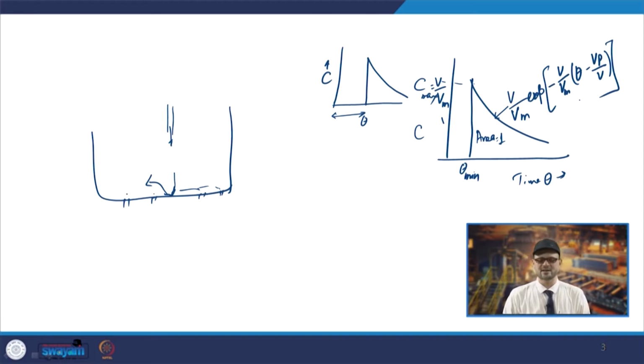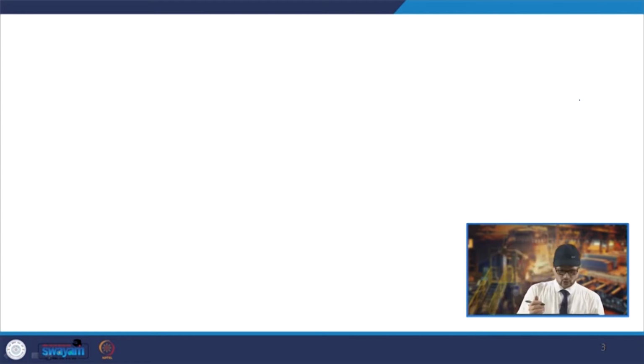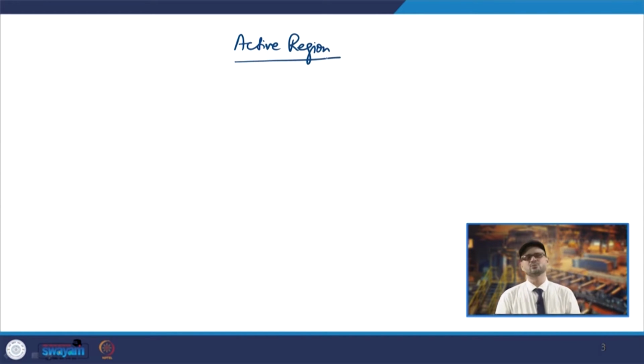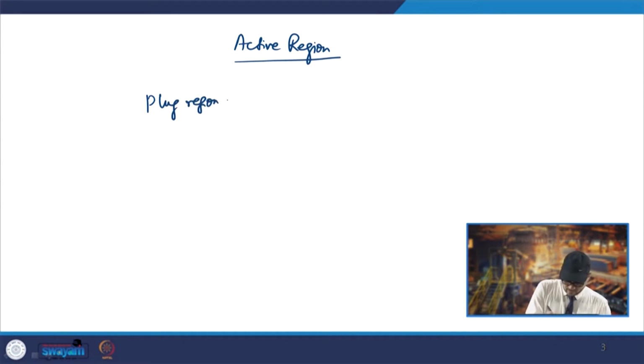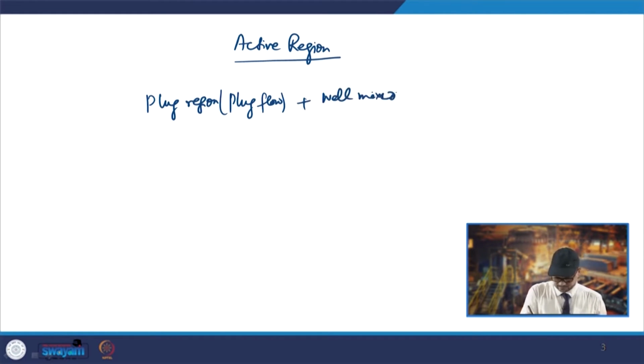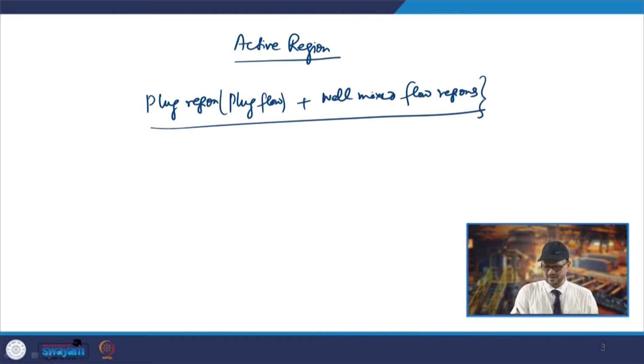Now, coming to these two regions, basically you can define them as the active region as well as the dead region. Once you talk about the active region, it will be represented by the plug region as well as the well mixed region. So, the combination of plug flow, where it is taking place, plus the well mixed flow regions gives rise to the active region.